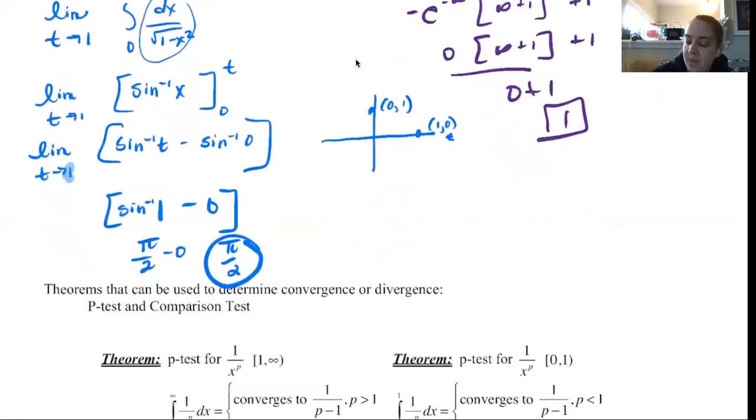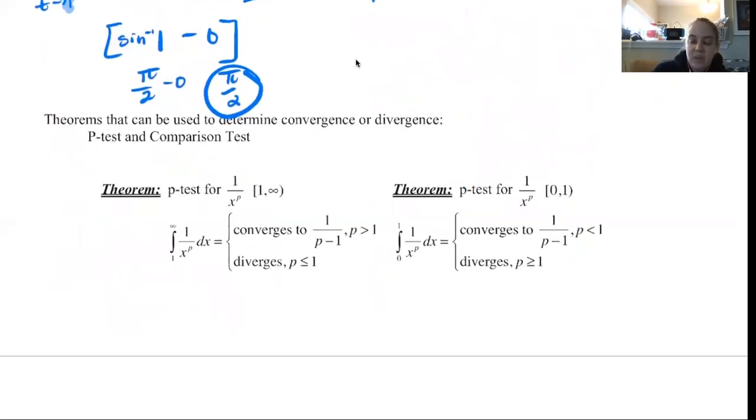Theorems that can be used to determine convergence or divergence. Again, when we get to unit 10, we are going to be experts at this, but there are 2 of them. One of them is called the p-test. I know that sounds kind of funny, but if we integrate between 1 and infinity, and p is this exponent down here in the denominator, if p is greater than 1, it will converge to this value. And if p is less than or equal to 1, it will diverge. If I integrate between 0 and 1, they kind of flip-flop. If p is less than 1, it converges. And if p is greater than or equal to 1, then it diverges.